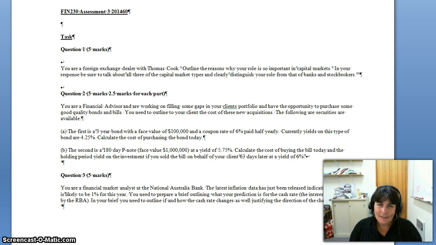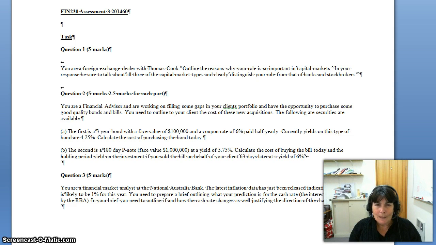So as you can see here, I've got the task, and I've just taken this out of the subject outline. It's exactly the same, and I've just put this document into the folder called Assessments and Marking Guide under the Resources tab. Just makes it a bit easier to talk it through rather than talking over the top of the subject outline. You can see you've got 3 questions here, each worth 5 marks, so the assessment is worth 15% overall.